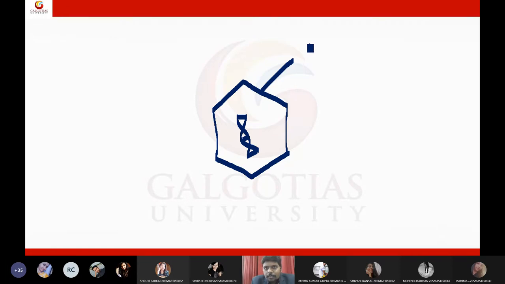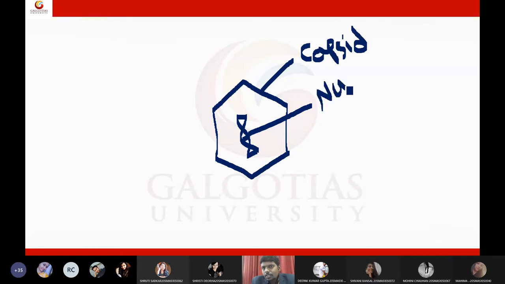C-A-P-S-I-D. Capsid. This is called capsid. And inside the capsid, you have the nucleus, or we can also say the genome. Now listen, together the genome and capsid, or the nucleus and capsid, are called the nucleocapsid. These both structures together are called the nucleocapsid.